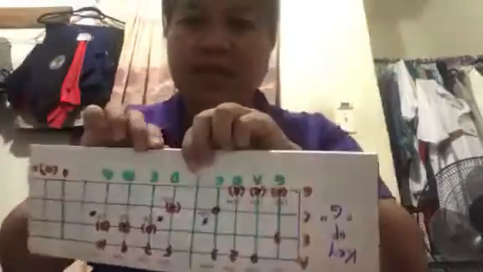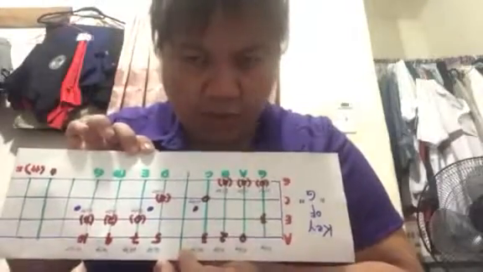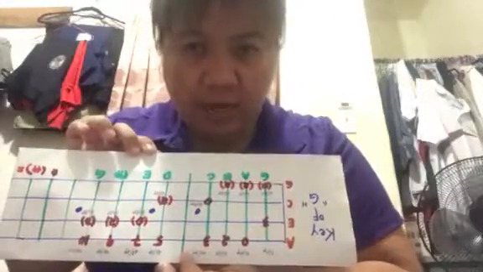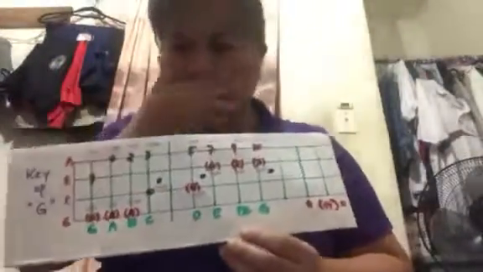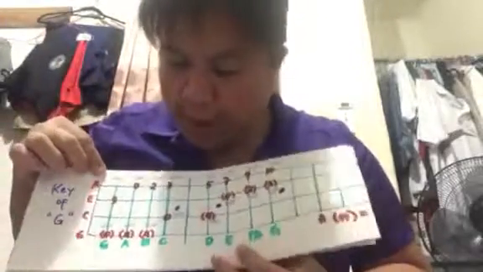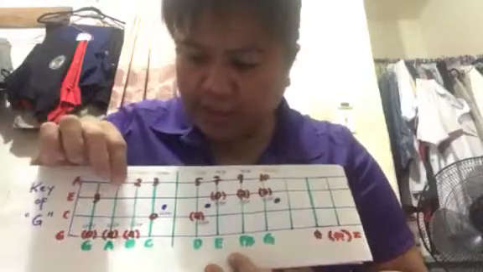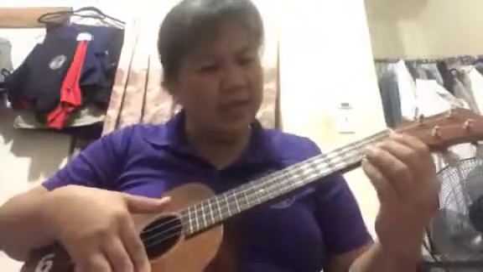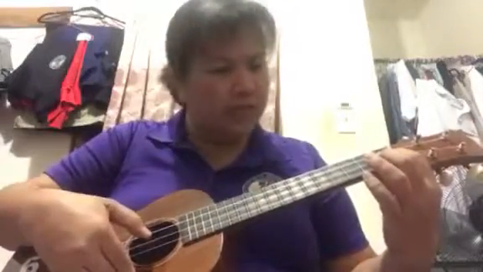On an actual ukulele, these look something like this. The A string is facing the floor and the G string is facing the ceiling. So let's try to play the key of G using the fret guides. Okay, take your ukulele and let's do the first note of the key of G.